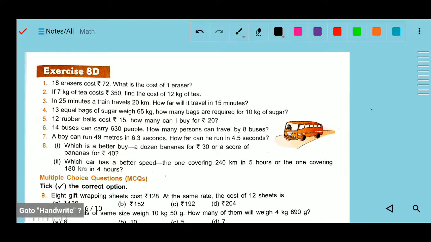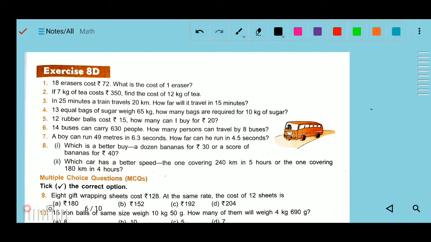Rule number 2: if the price of one article is given, the price of more than one article will be more and can be found by multiplying the price of one article by the number of required articles. It means if we find the cost of one, we divide. If we have the cost of one quantity and we have to find more than one quantity, we multiply. So that's the basic rule.